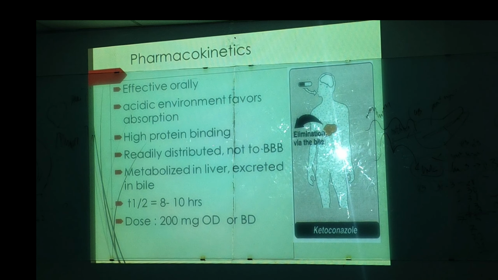The kinetics: effective when taken orally, and it needs an acidic environment to be absorbed. So the gastric acid must be in an acidic environment, lower pH. It has high protein binding and is readily distributed, but it cannot pass through the blood-brain barrier. Metabolism is in the liver, excreted in the bile. The half-life is 8 to 10 hours, and the dose is 200 milligrams once a day or twice a day.